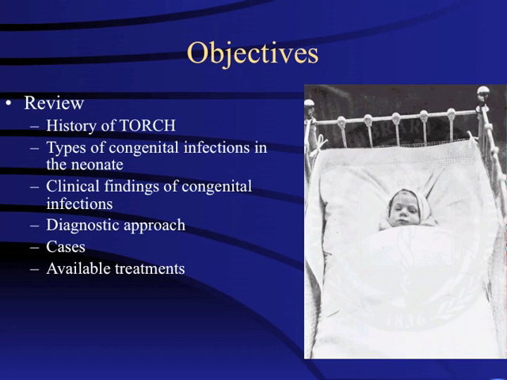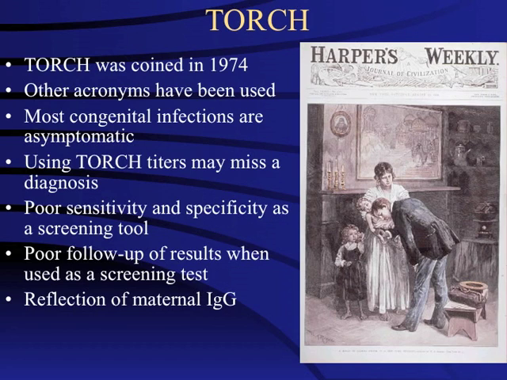So, my objectives tonight are to review the history of TORCH, go over the types of congenital infections that you might see in neonates, what the most common clinical findings of congenital infections are, what the current diagnostic approach is, go over some cases, and go over some of the available treatments that we have for some of those congenital infections.